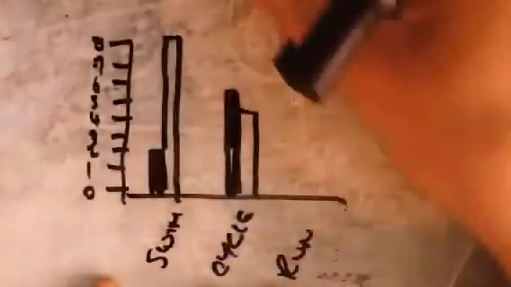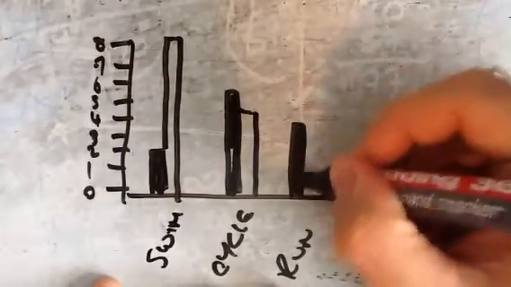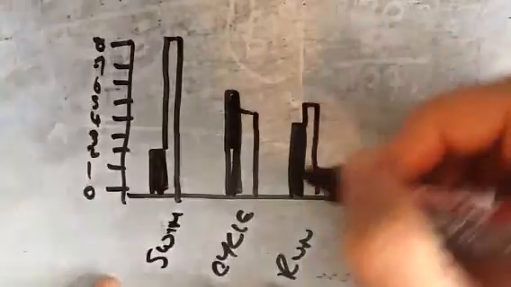And for running, males is 4 and females is 5. 3, 4. We'll colour in. And females is 5. Okay.